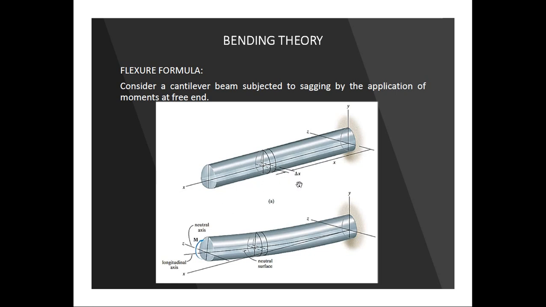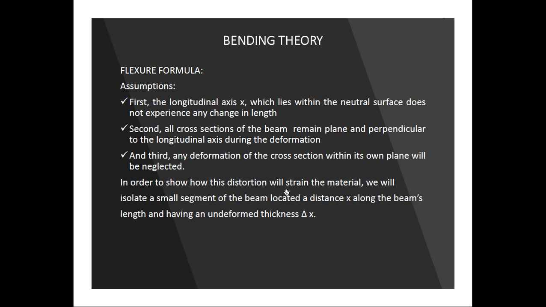Let's see this example of a cantilever beam, which is subjected to a sagging moment over here. So there will be sagging in the beam, and we will take a small length, a small disc or small strip of this beam, and see how the stresses are caused at this cross section, which is at distance x from the support.